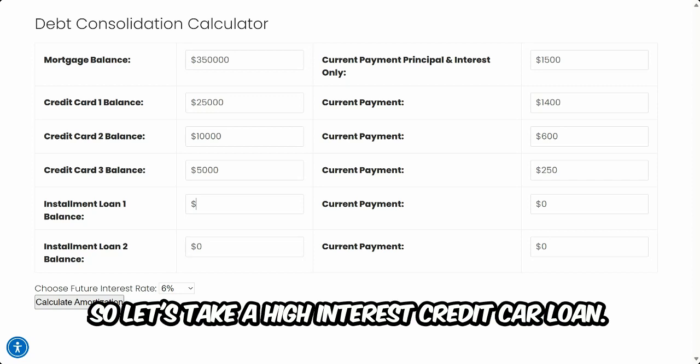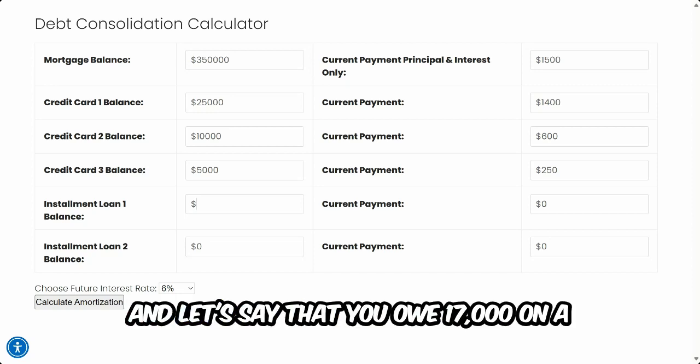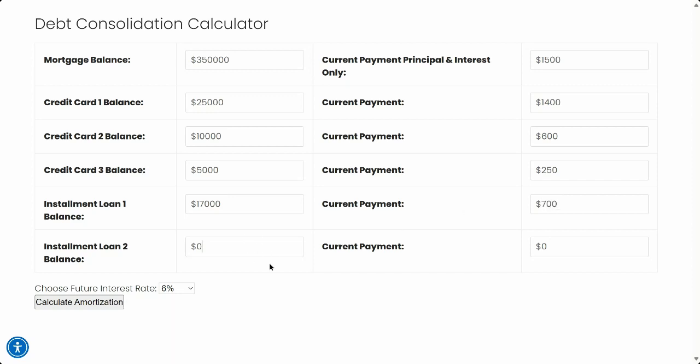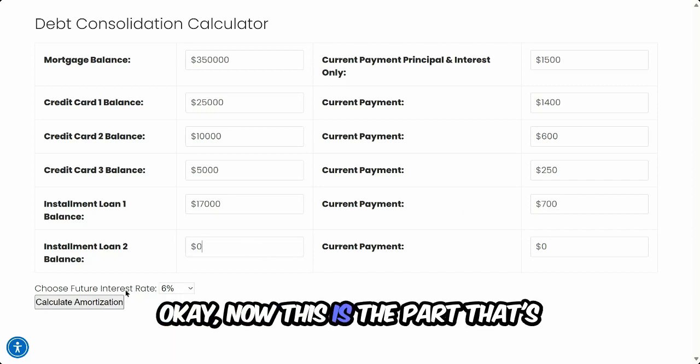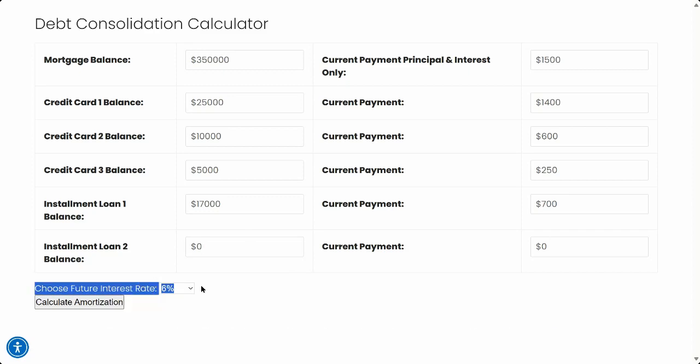So let's just take a high interest car loan. Let's say that you owe $17,000 on a car loan, but the payment is $700 a month. Okay, now this is the part that's the most interesting about this calculator.